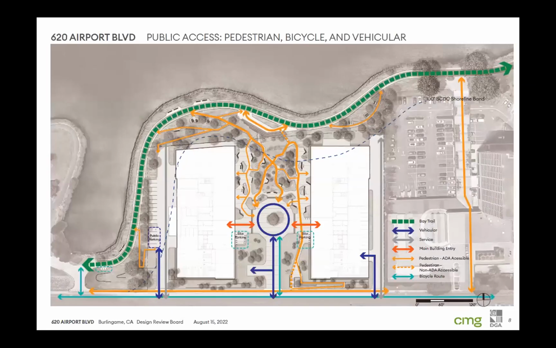In terms of circulation, we really wanted to create as porous a site as we could. So we have public pathways throughout the site, not only from the roadside, but coming up from the bay side through the site. All the orange solid lines you see are publicly accessible, ADA accessible paths. We've tried to maintain gently sloping walks as much as possible without ramps.